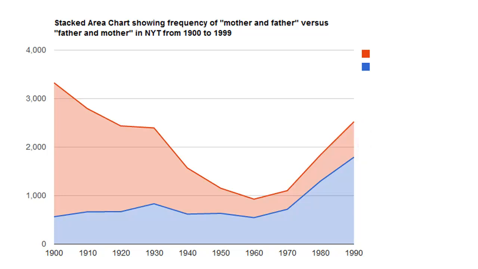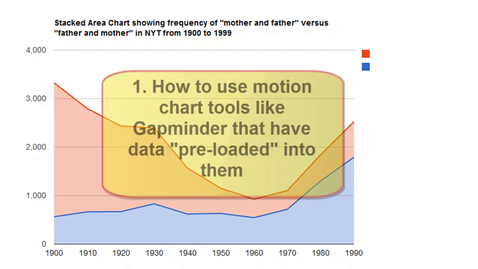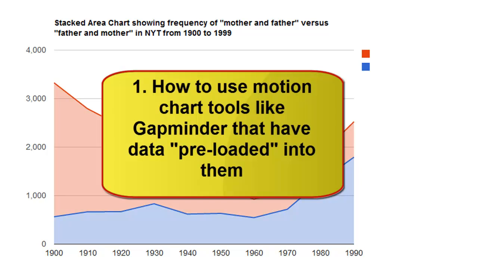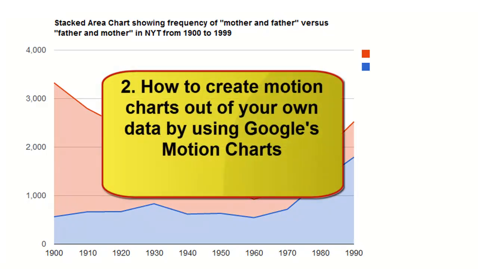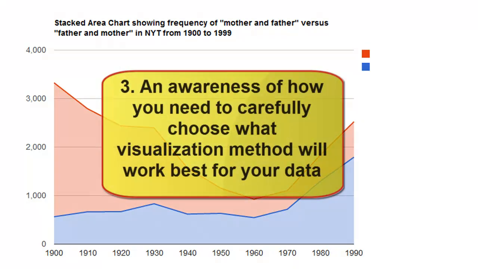So, from this screencast, I hope that you've learned three things. First, how to use motion chart tools like Gapminder that have data preloaded into them. Second, how to create motion charts out of your own data by using Google Motion Charts. And third, an awareness of how you need to carefully choose what visualization method will work best for your data.